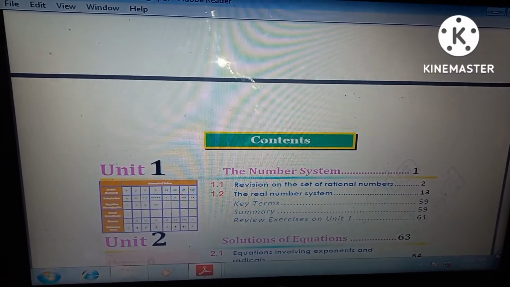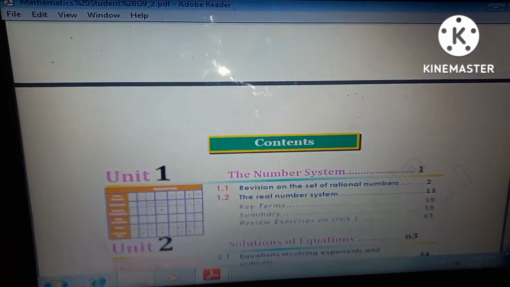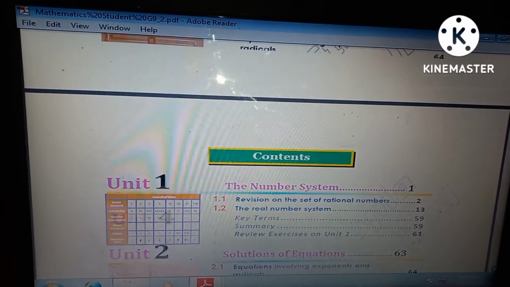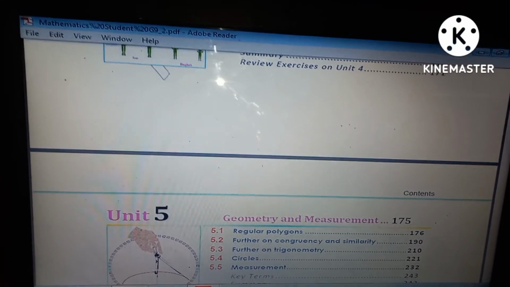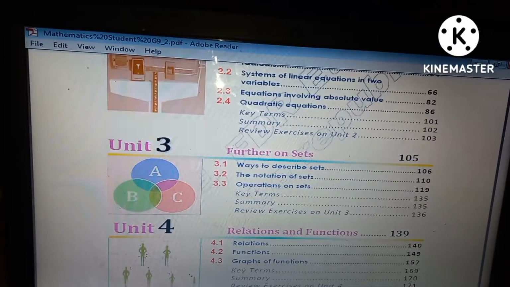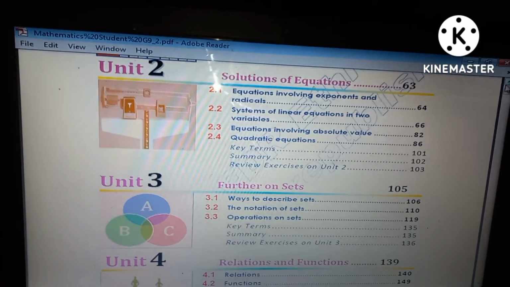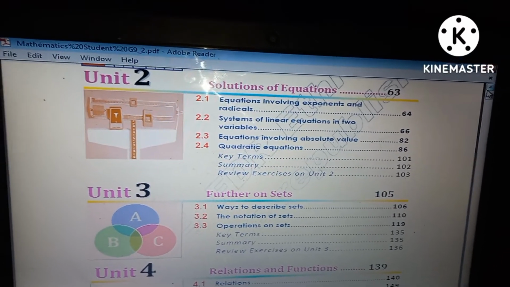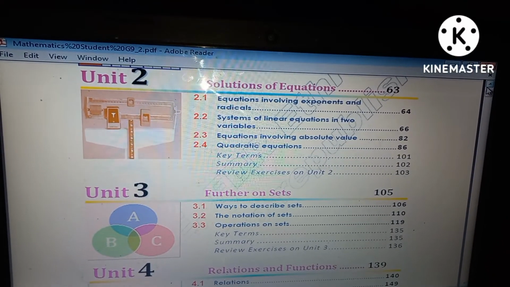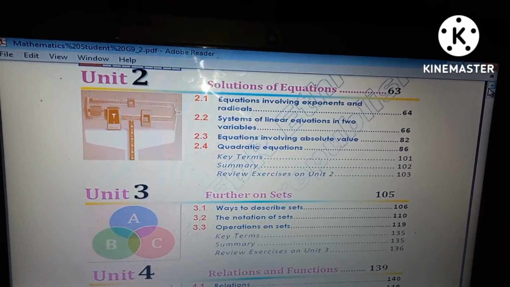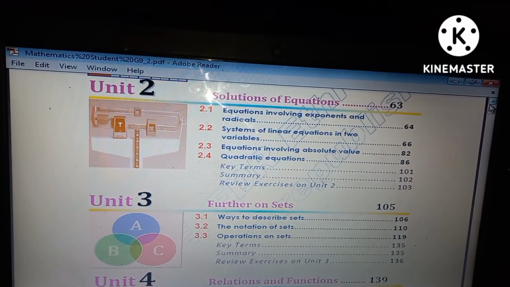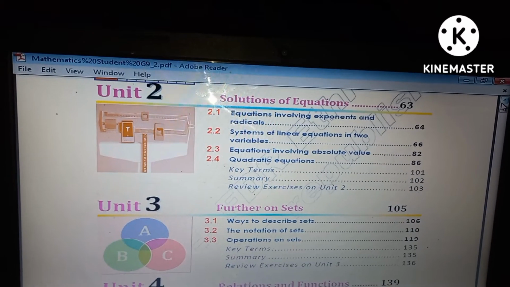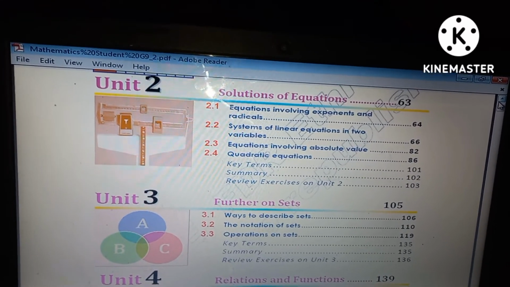Unit 1 has two main parts or divisions, and unit 2 is solution of equations. How can we solve equations involving exponents and radicals, systems of linear equations in two variables, equations involving absolute value, and the quadratic equation? We have to see their definitions and applications together.